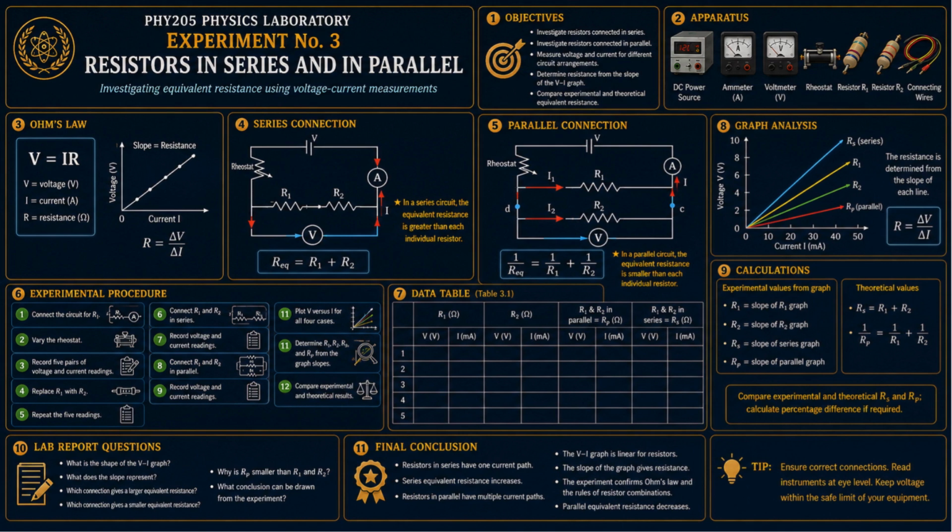Experimental procedure. Connect the circuit for R1. Vary the rheostat. Record 5 pairs of voltage and current readings. Replace R1 with R2. Repeat the 5 readings.